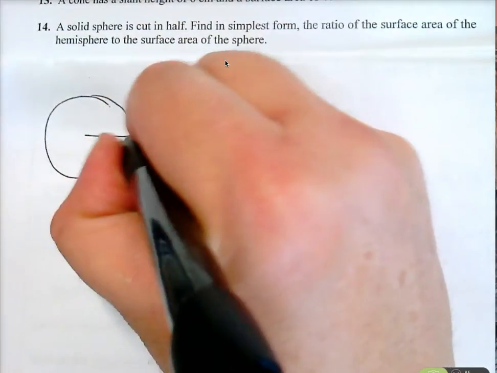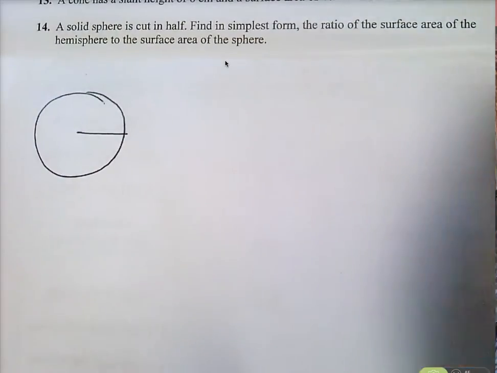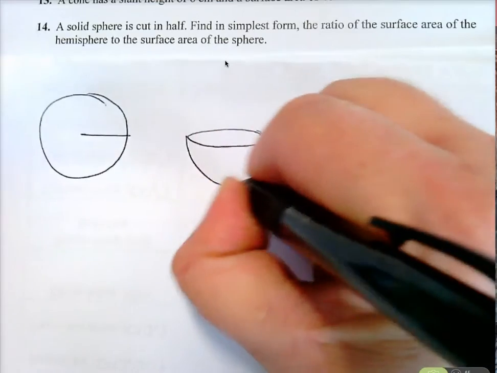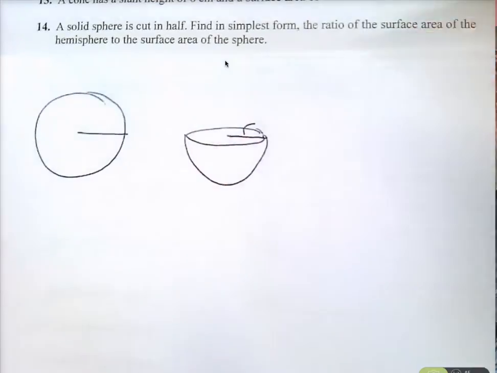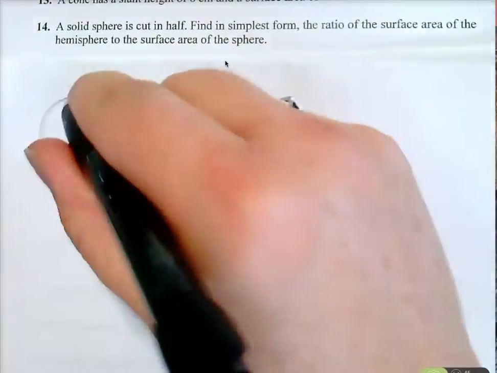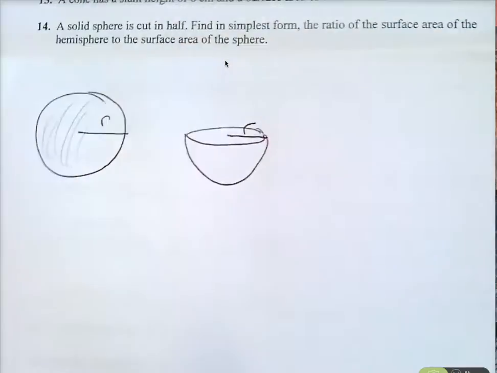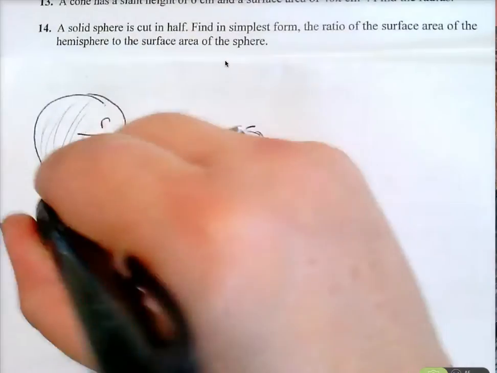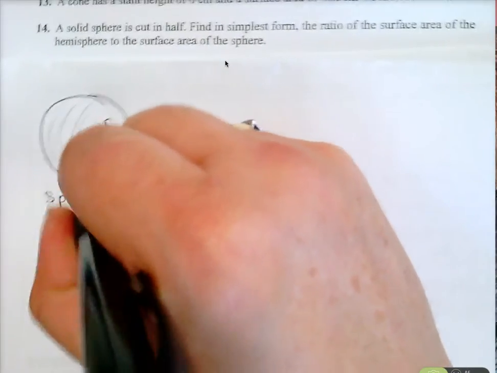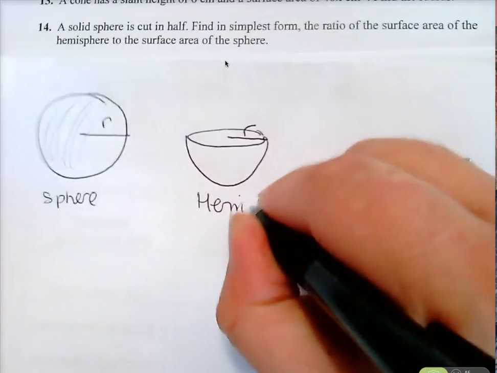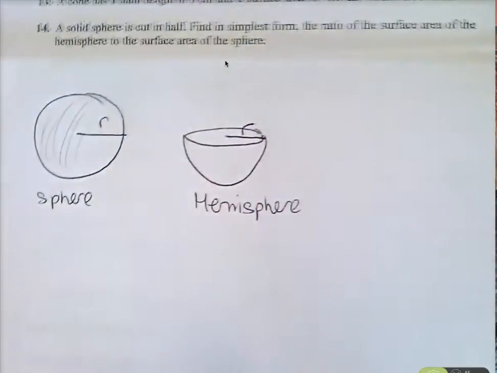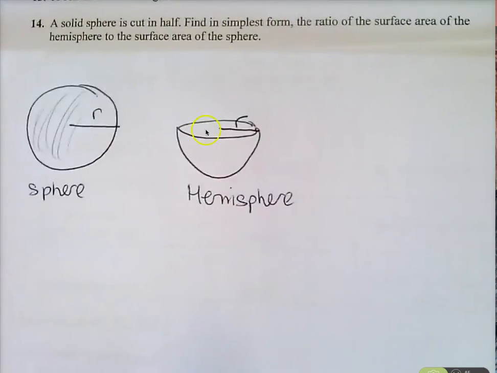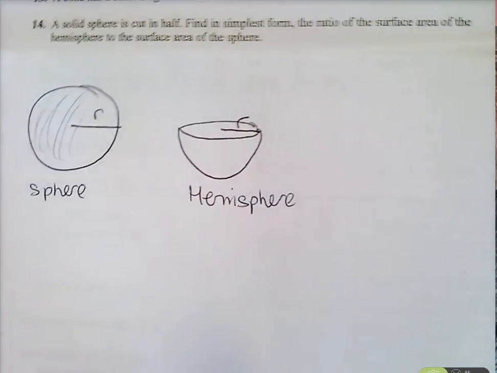So, girls, here is my solid sphere. It's solid. And then it's going to be cut in half. So when it's cut in half, that's the hemisphere. So that's the solid sphere, radius r. That's my sphere. This is my hemisphere, which means half a sphere, you know, the northern hemisphere and the southern hemisphere.